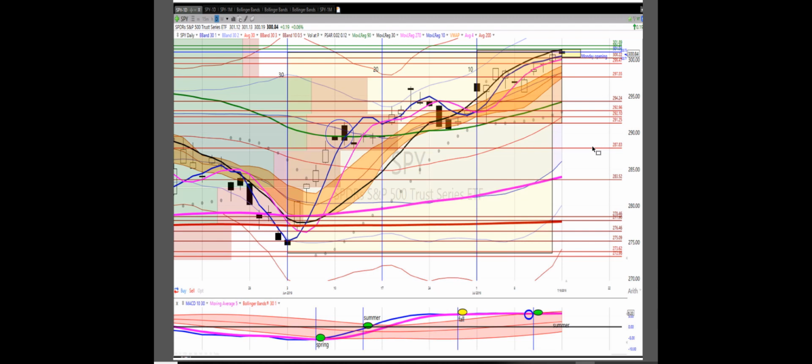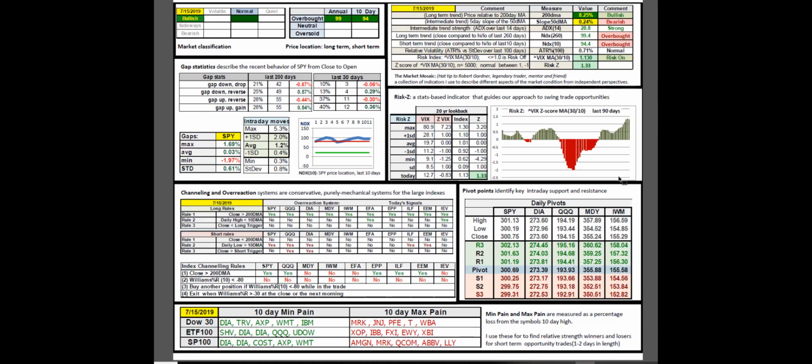So we'll be watching in the morning for the futures for an indication of the open and the size of the gap to give us an estimate of the size of the follow-through. So all other things remain the same.